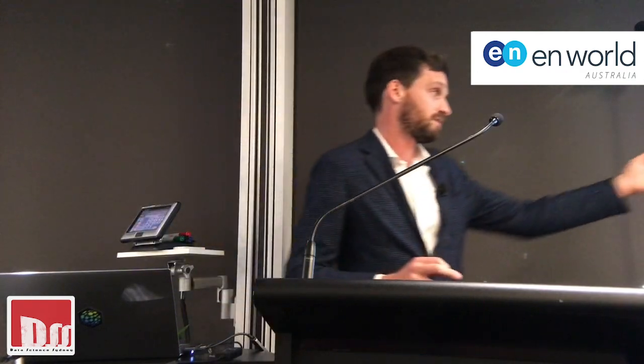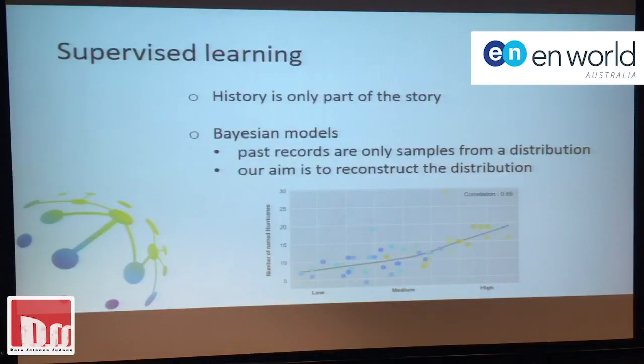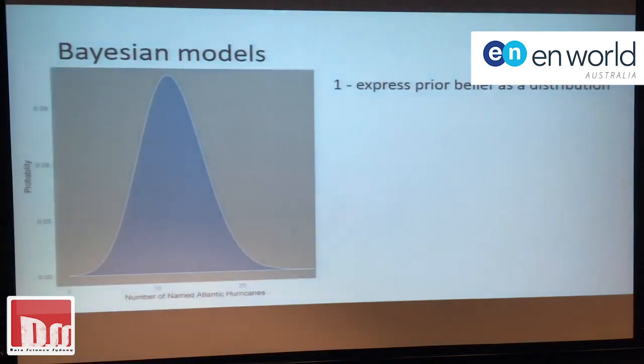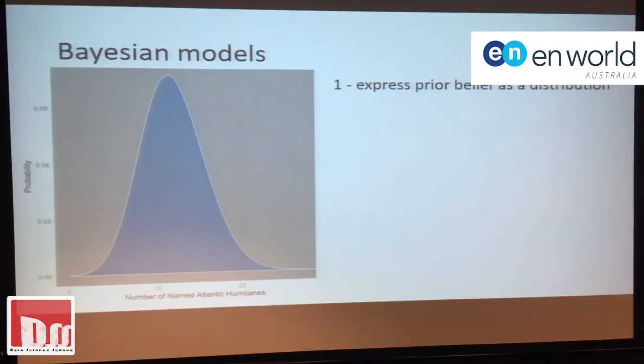The general concept would be that past records, all these historical 50 points we have, are just samples from a distribution. There's nothing special about them. What we're really trying to do is reconstruct the distribution behind those points. I'll give you one slide about my understanding of the mechanics of Bayesian modeling, and then we can talk more after on the question if anyone's interested.